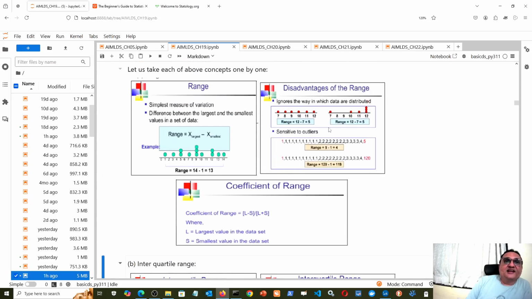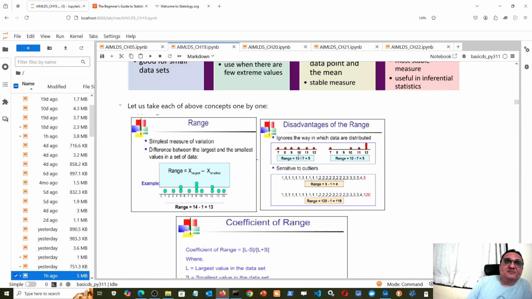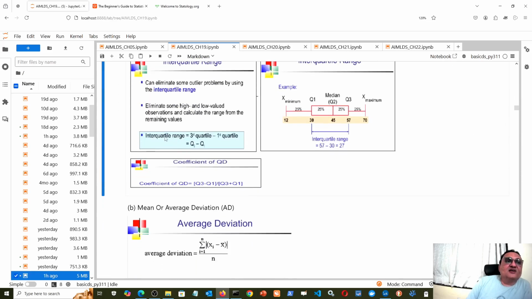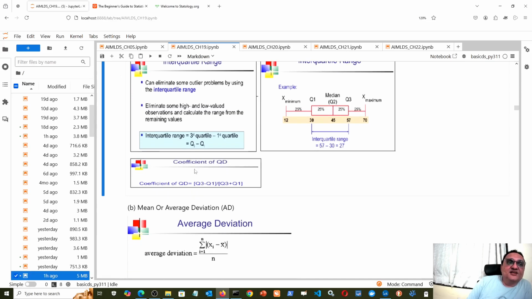Now here also, just like range alone has some problems, so we defined coefficient of range. Range is larger minus smaller value, but coefficient of range is larger minus smaller divided by larger plus smaller. Similarly, interquartile range, which is also called QD, quartile distance, is Q3 minus Q1. Measuring from 0 at x minimum, this distance is Q3, while this distance is Q1, right? So this 57 is Q3, 30 is Q1, and therefore quartile distance QD is equal to 57 minus 30, that is 27. But I can also find 27 divided by 57 plus 30, so that is 27 divided by 87. That quantity is called the coefficient of QD, or coefficient of quartile distance.